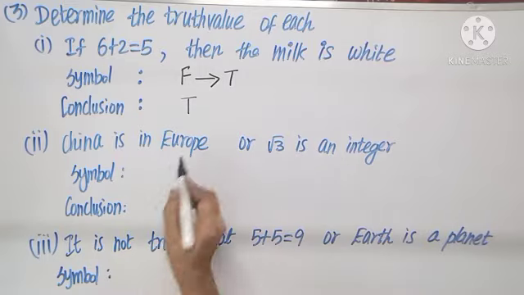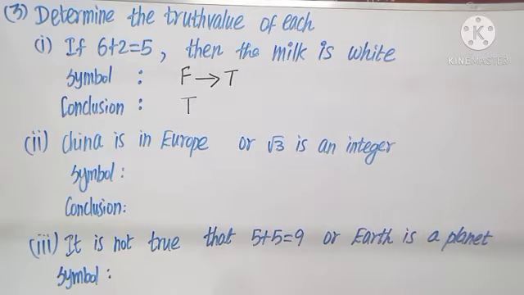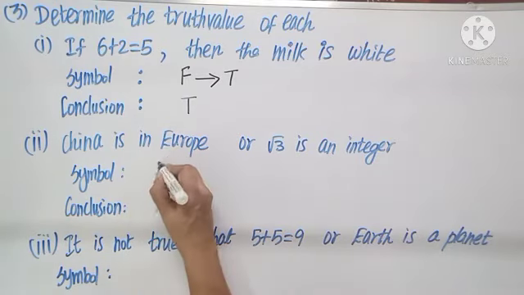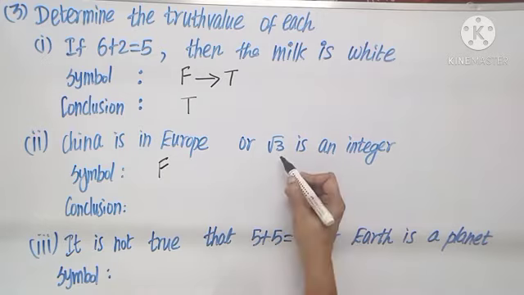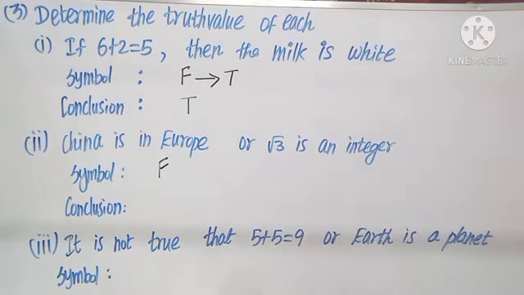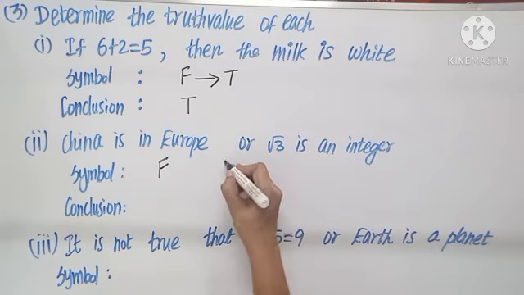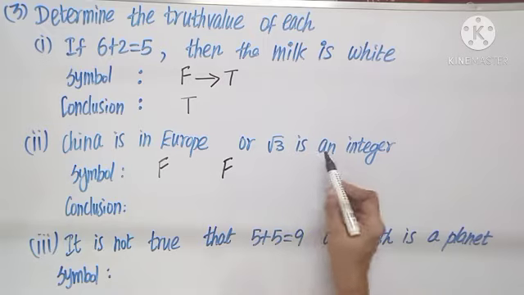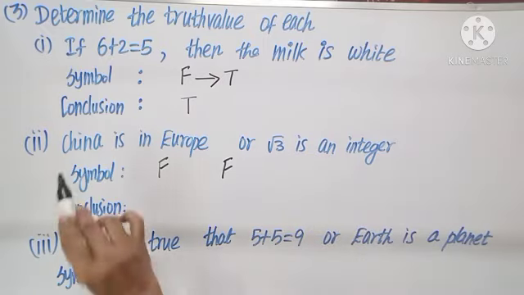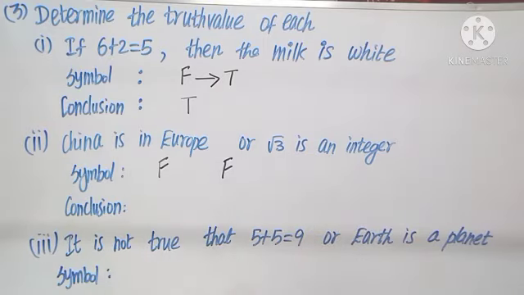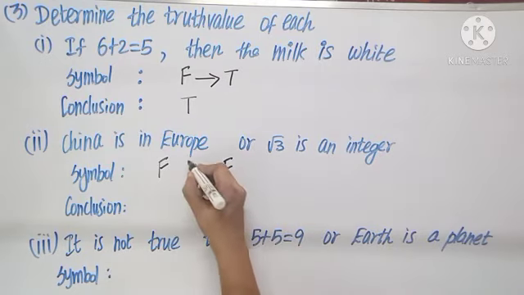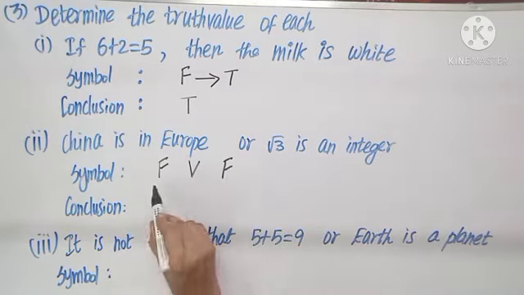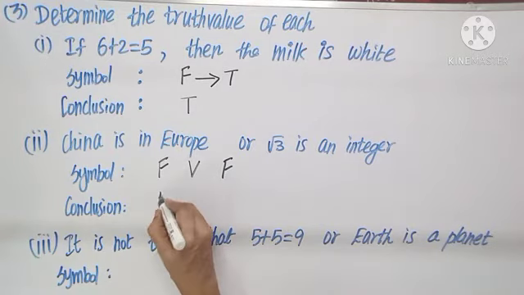China is in Europe. Is it right? No. China is in Asia. So this is a false statement. Root 3 is an integer. Is it right? No. That is also a false statement. Root 3 is an irrational number. Root 3 is an integer is false. China is in Europe is also false. In between I have the R symbol. F, R, F. My answer is also F.